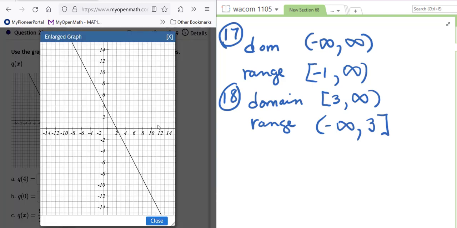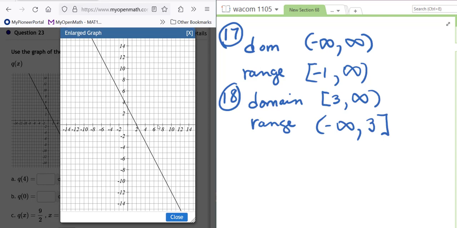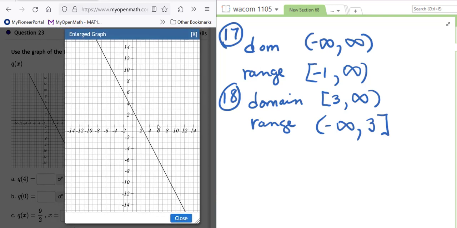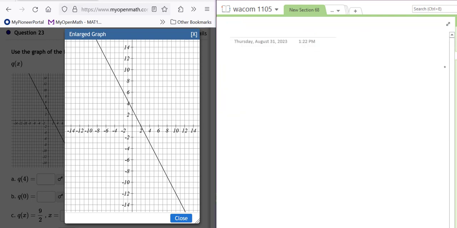And hopefully I can see enough of that. I blew it up because it's going to be too hard to find some of those points with it being so small. All right, and this is 23A. I blew it up with the little corner. Click on that and it blows it up.